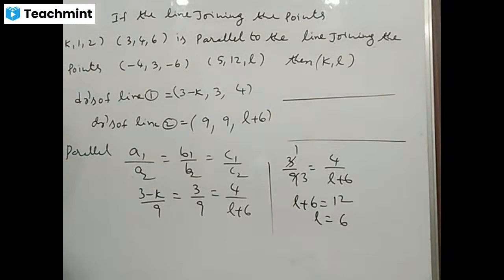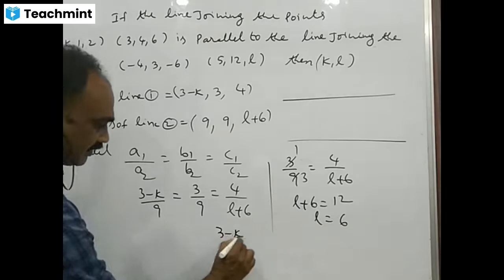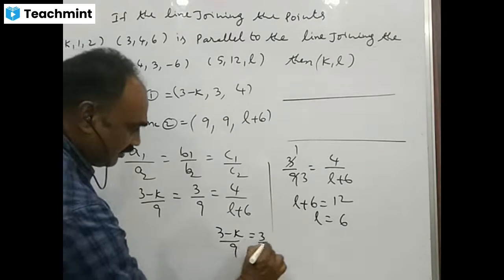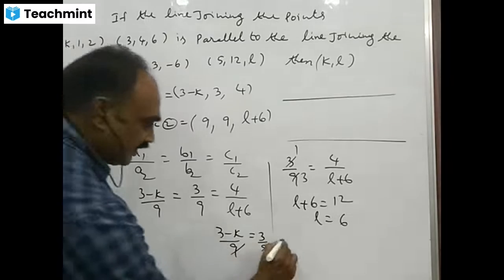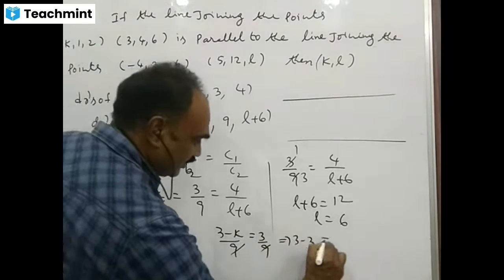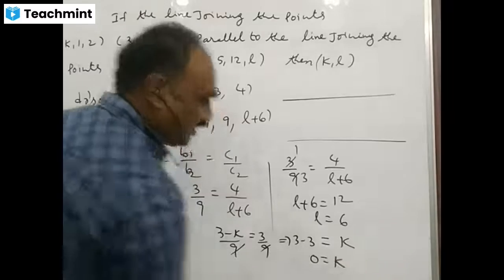Next, K is equal to, friends, equating these two. So 3 minus K by 9 is equal to 3 by 9. So here 9 gets cancelled. So take this to the left hand side, 3 minus 3 is equal to 0. Take this to the right hand side, K is 0. K is equal to 0. L is equal to 6.